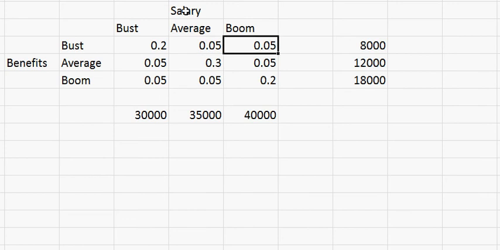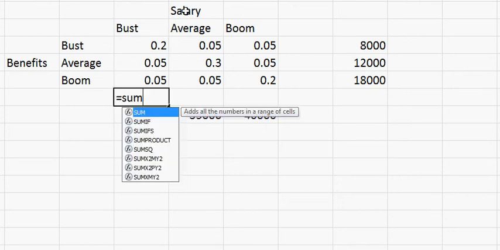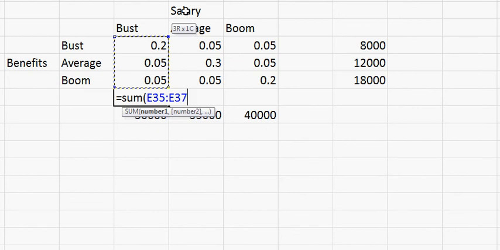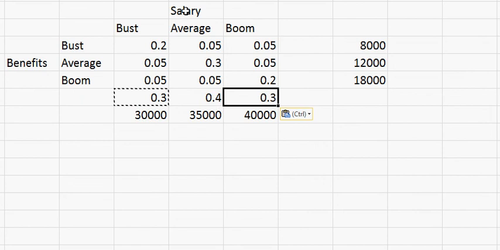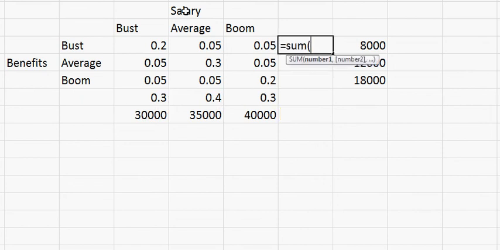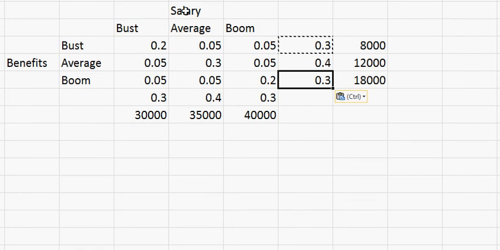Okay. In order to do the calculations we need the marginal probability for all these states. If I have a 20% chance of bust for both, 5 for average and bust, and 5 for boom and bust, that means that my total for a bust salary is 30%. I'll get the same thing here for average and boom, and similarly I will do benefits here. So the marginal probabilities are 30 for bust, 30 for boom, and 40 for average, both for benefits and salary.